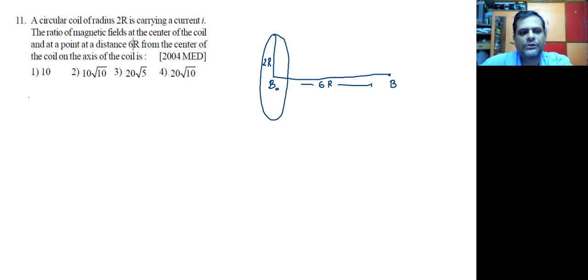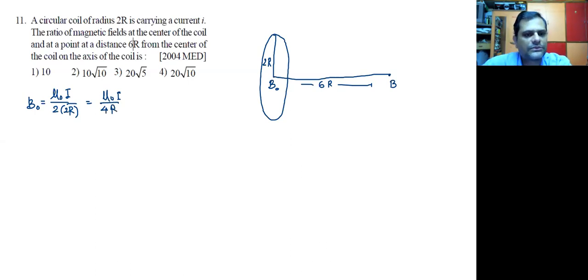So B naught के लिए तो हमारे पास सीधा फॉर्मूला है, the magnetic induction at the center of a current carrying coil is actually given by mu naught I upon 2r, correct है? But radius of the coil is 2r, so therefore it will be 2 times of 2r. मतलब ये बन गया actually mu naught I upon 4r, correct है?